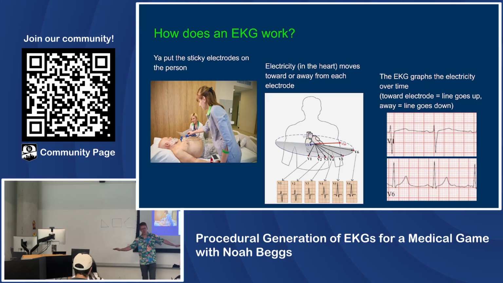So that's all you need to know about EKGs. It's literally like it's measuring electricity in the heart. Flat is bad, and if the line goes up, that means the electricity is moving in the same direction as that electrode. If it's moving down, it's moving away, right? That's it. Thank you for letting me talk about EKGs.